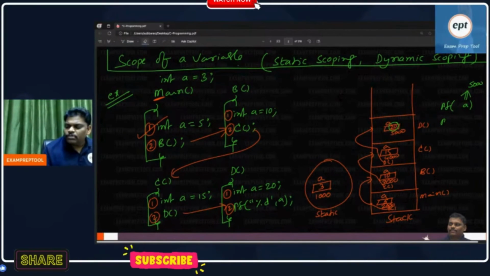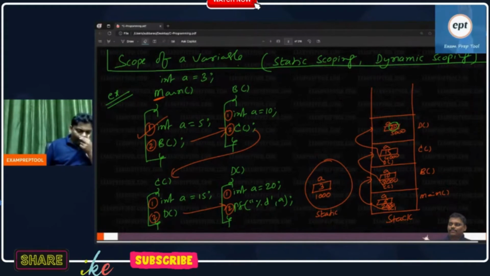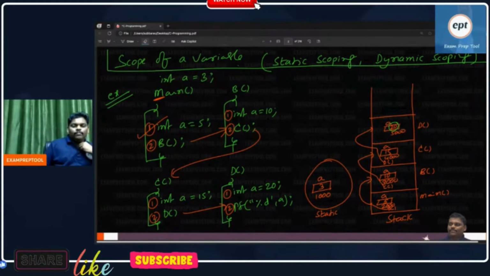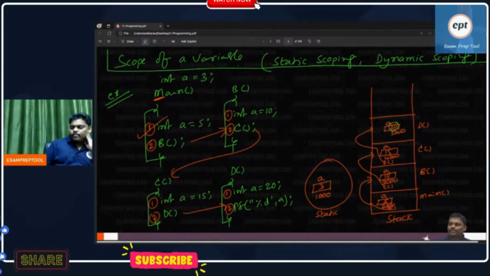What is the output of this program? Can you conclude the output of this program? I am there in the D function. The D function prints it, right? The D function prints A. What will print?